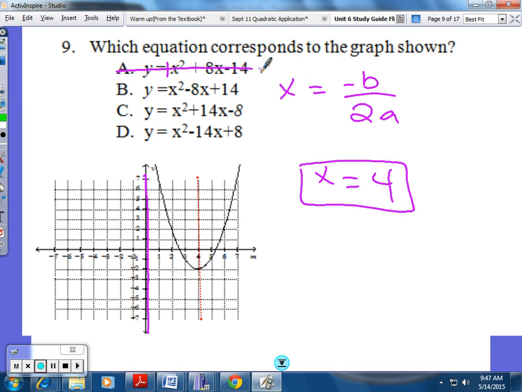Okay. Then we do the same thing for all the rest of the problems. Let's go to b. We do the opposite of negative 8 over 2 times 1, which is 2. The opposite of negative 8 is positive 8, and 8 divided by 2 is 4. So we get an axis of symmetry of x equals 4, so we know that's our final answer. B is our answer for number 9.